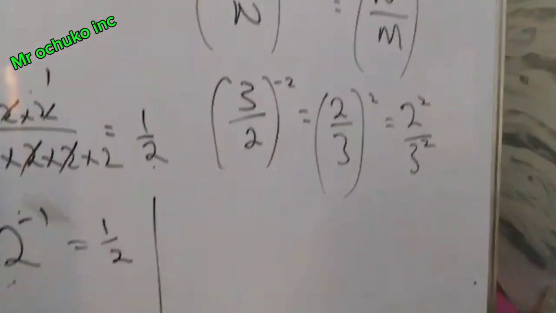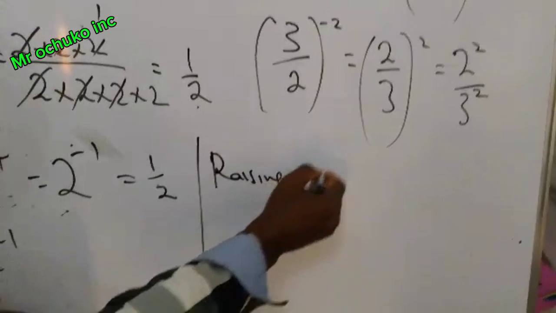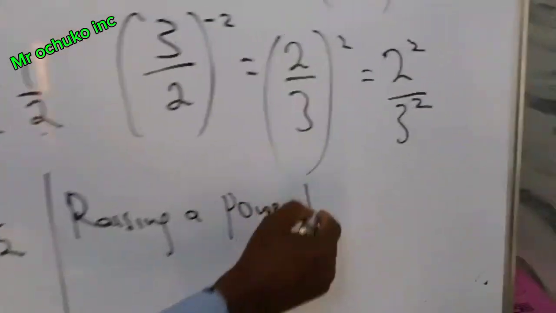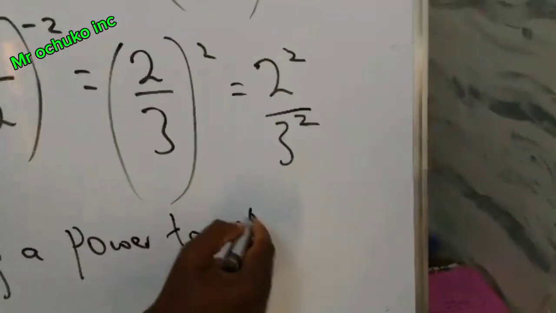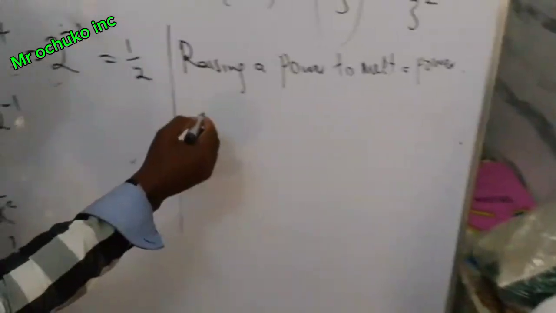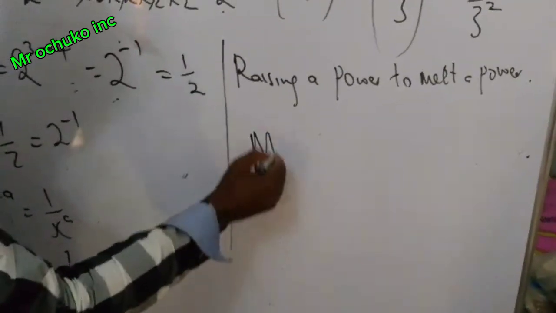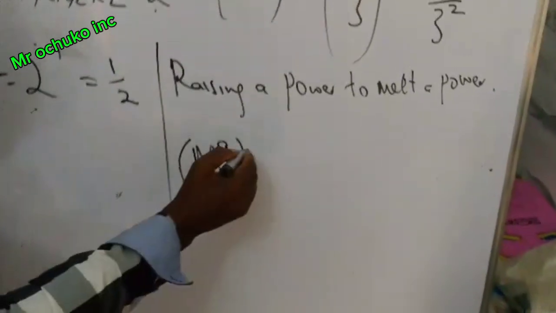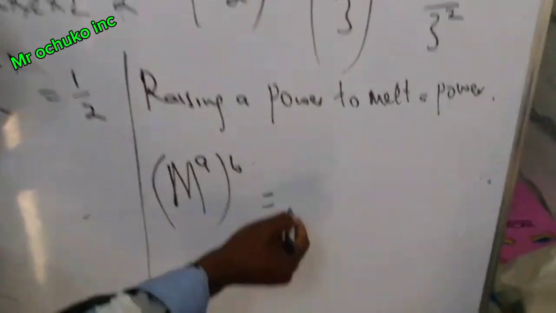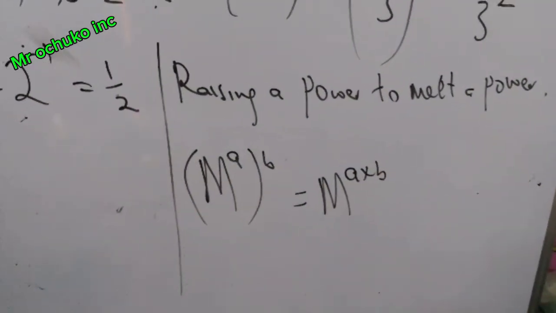But there's one law I want us to look at. When you raise a power to meet another power, raising a power to a power, you should understand that. If I have something like m raised to the power a, all raised to the power b, I'm going to multiply the powers. m^(a times b). Take note of that.